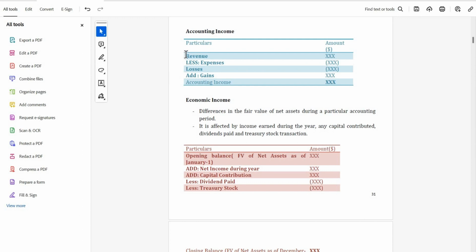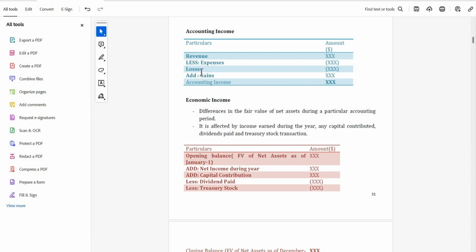This revenue and expenses is from the trading account, and these losses and gains are from the income statement, that is the PL account. This is trading revenue less expense. This is profit and loss or income statement losses, add gains. Then we come to accounting income.